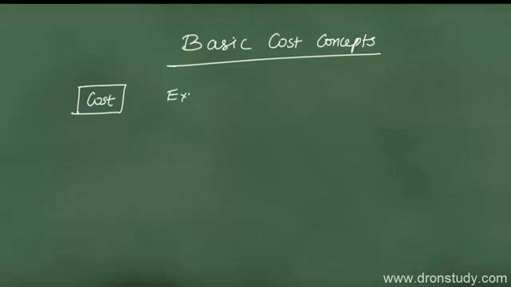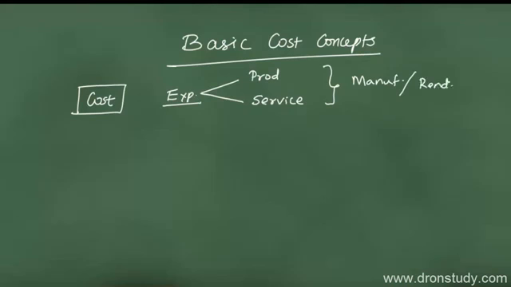Cost is nothing but an expenditure incurred in producing a product, that is from the manufacturer point of view, or incurred in rendering a service. So cost is basically an expenditure which is incurred in producing a product or in rendering a service. So the point of view is basically from the point of the person who is manufacturing or rendering the service. It is not from the point of view of the consumer or end user.